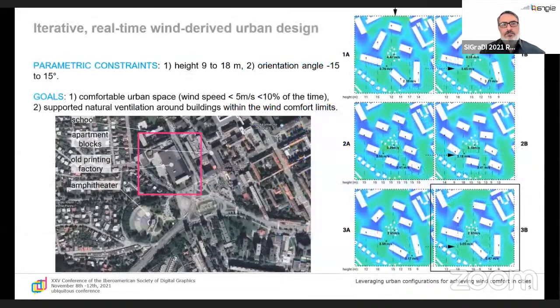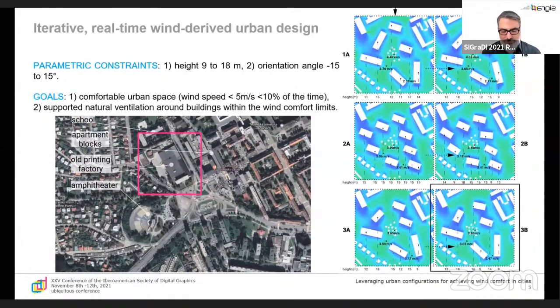The iterative process of wind-based urban designing is performed with the previously verified wind prediction tool, Infrared. Instead of the old printing factory here, apartment buildings with office spaces on the first floors will be designed. In the design process, we have intertwined the parametric design through Grasshopper with the real-time wind analysis of various urban design options.